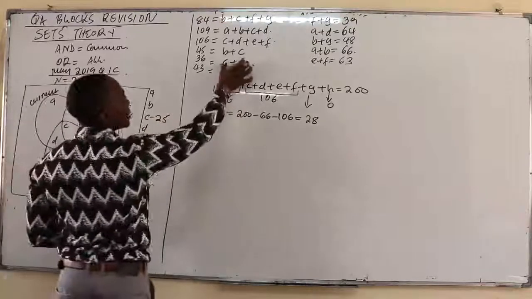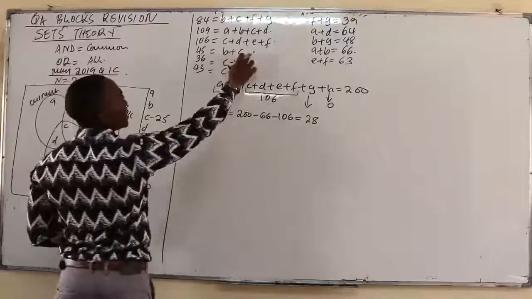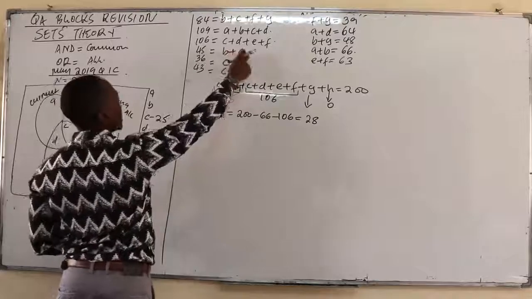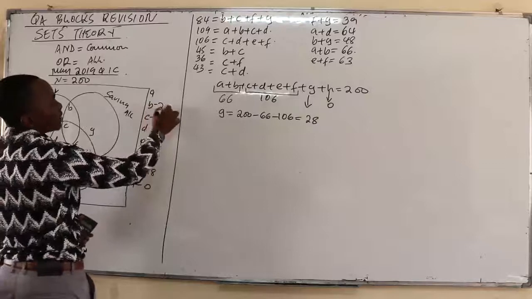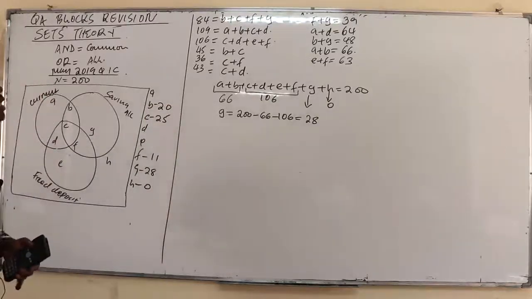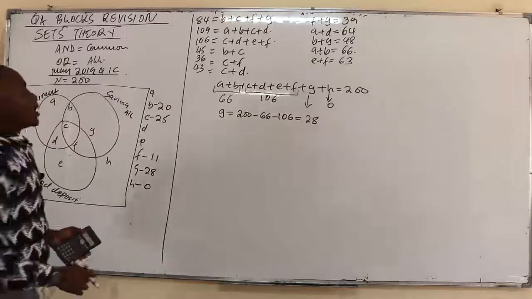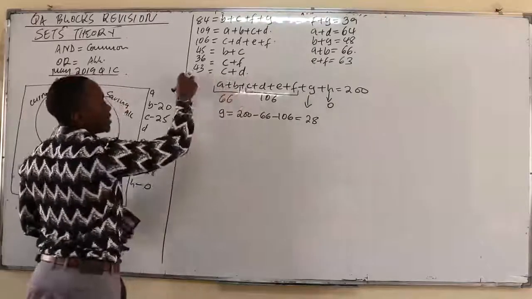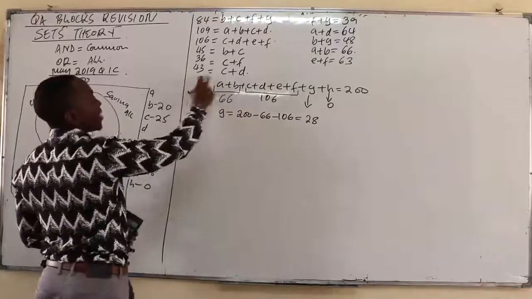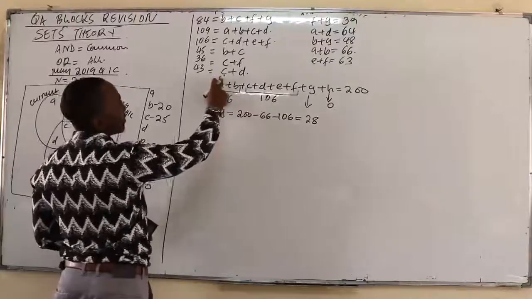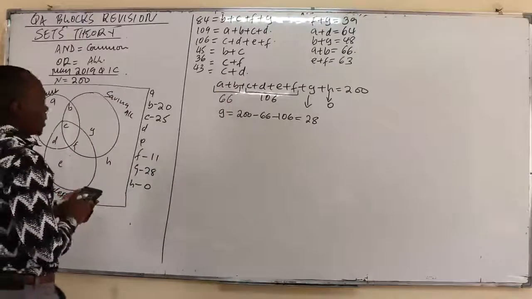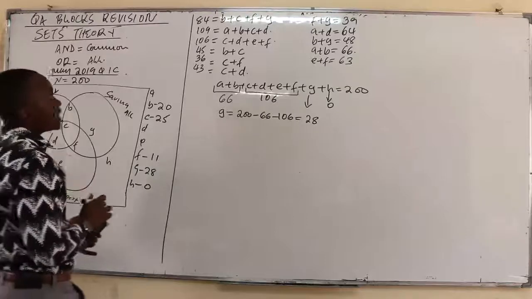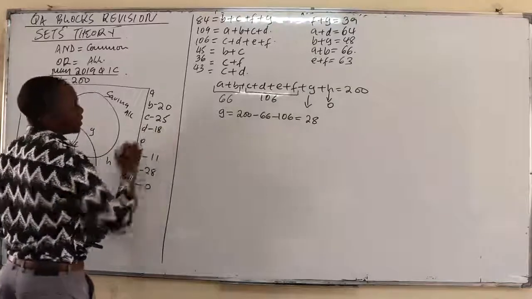Once you get C, BC is 45, and you already have C. C is 25. Can we get B? B is 20. Then CD is 43. We already have C. C is 25. Can we get D? Yes, 43, you minus C, which is 25. That means D will be 18.